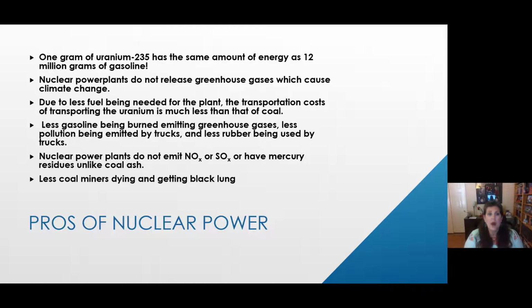Nuclear power plants do not emit NOx or SOx, so no acid rain, no pollution. They don't have mercury residues in the ash either, unlike coal ash. Also, there's fewer miners dying and getting black lung because we don't have to mine as much. So those are all good things about a nuclear power plant.